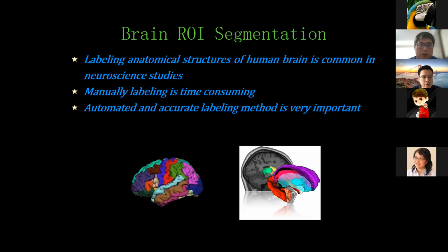So in brain studies, brain MRI segmentation is a very important topic, because labeling the anatomical structure of the human brain is commonly used in neuroscience studies, but manual labeling is very time-consuming. So there is a great need for automated and accurate labeling methods in brain MRI segmentation.